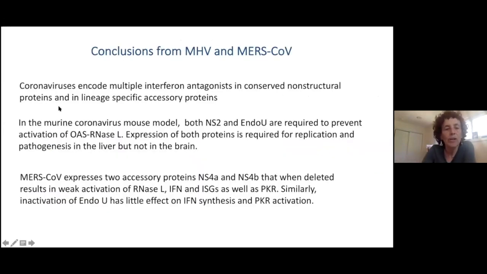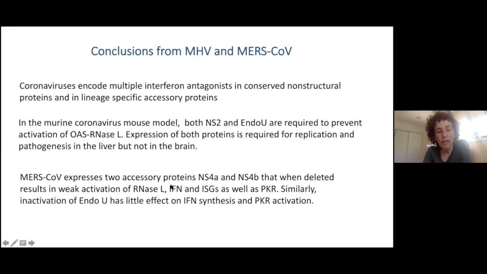So just to summarize, coronaviruses encode multiple interferon antagonists in conserved non-structural proteins and in lineage-specific accessory proteins. In the MHV model, both NS2 and Endo U are required to prevent activation of this one pathway. Both are required for replication in the liver, but it's an organ-specific effect, and they're not required in the brain.